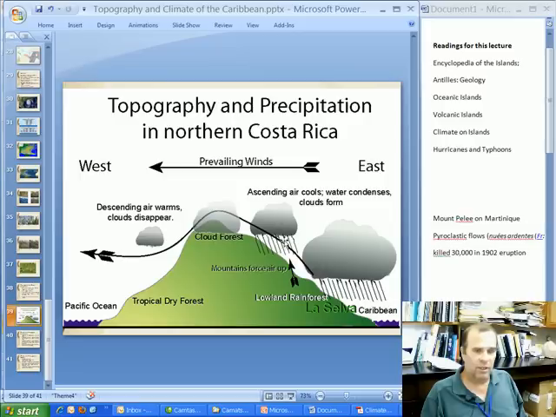And what orographic rainfall is in this diagram here is when the moist air from the sea, particularly from the trade winds, which blow from east to west, rises up over the top of these mountains. Okay, so the wind will blow up these mountains because they are forced to rise because of them. And this is an area in Costa Rica, but it gives you the same process that you would see on many of the Lesser Antillean Islands. So the rainfall will tend to fall on the eastern sides of the islands. And at the top of the islands, you'll quite often find this cloud forest.